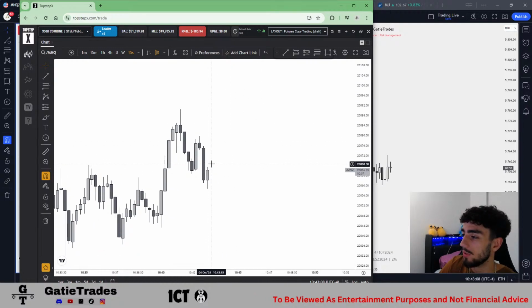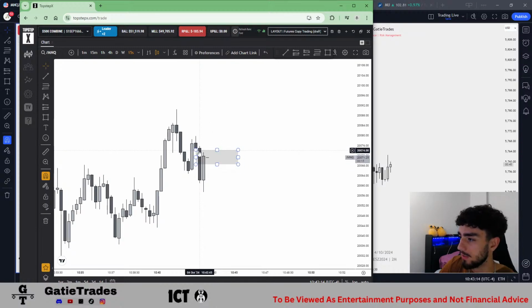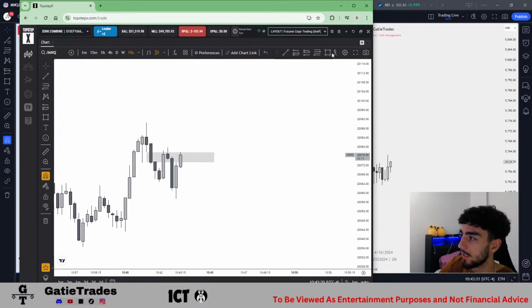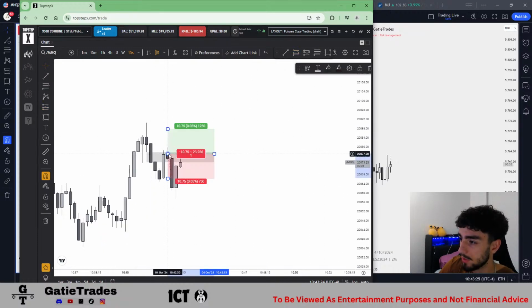It's still valid if we were to inverse this. So I wouldn't take this. I'm not taking this, but let's say we get the inversion, or if we get the order block inversion bullish fair value gap, I would take that. It would be something like this, probably on the order block.